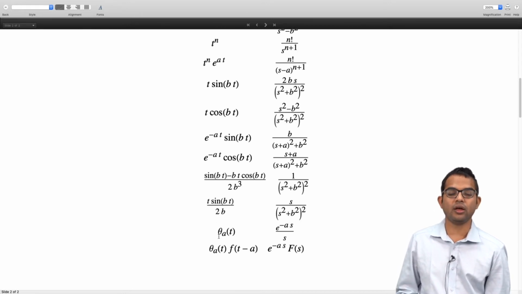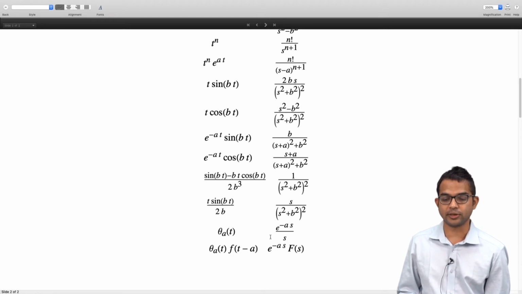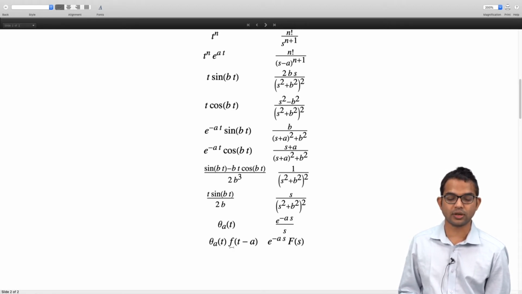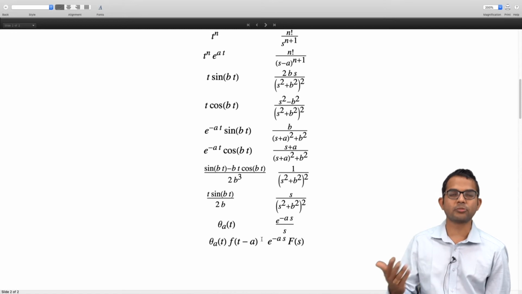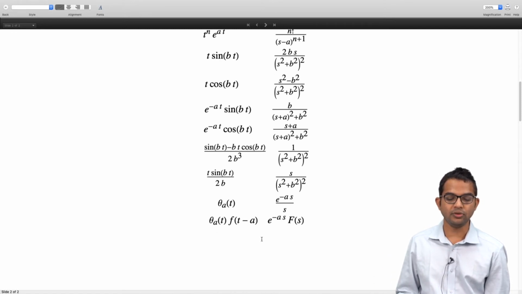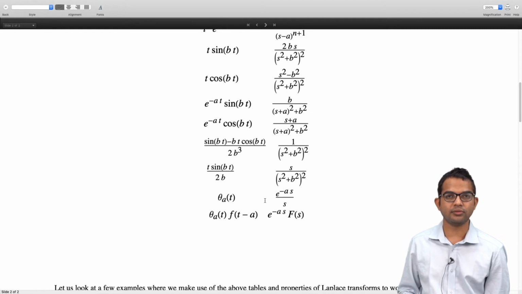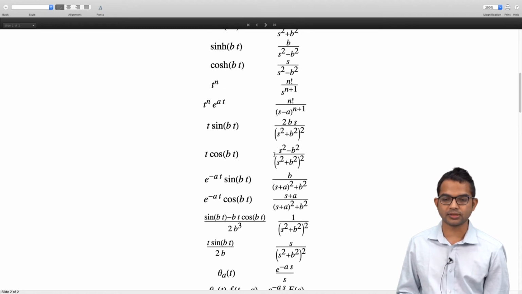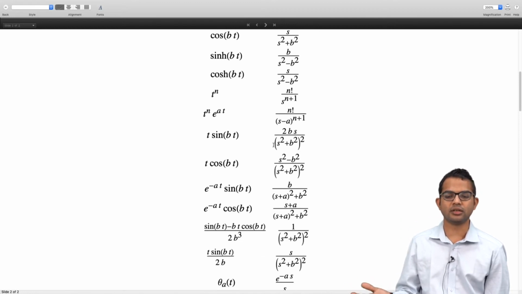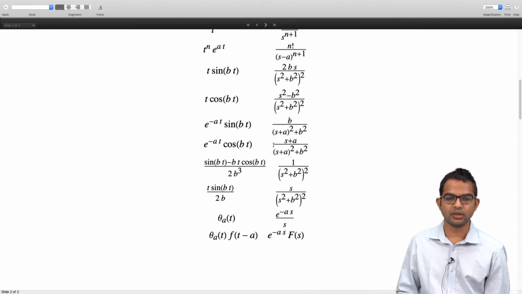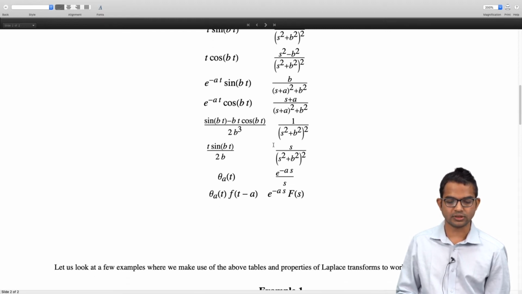Then we saw that theta a of t has this Laplace transform, e to the minus as divided by s, and we also saw this property that if you have a translation of this function in the time domain, it gives you e to the minus as in the Laplace domain times f of s, right? So all these properties combined with some other properties, which we will discuss, are very useful for working out the inverse Laplace transform. So the technique is simply to take your function whose inverse Laplace transform you need to find and bring it into one of these standard forms, and then look it up and write down the answer for the time domain function.